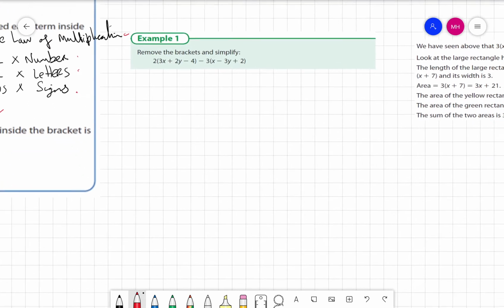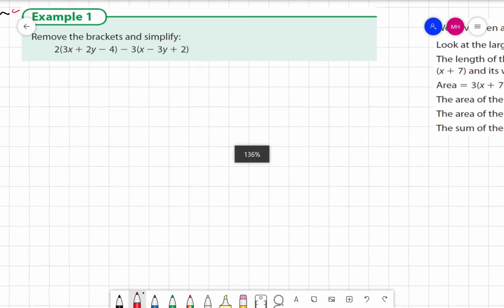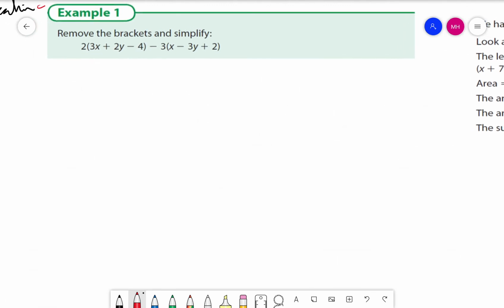So let's move on a little bit and look at some of these examples. Now, I am an advocate for drawing out your little rainbows, as I like to call them. Draw these out so you know what you have to multiply by. You have to multiply 2 by that, then 2 by that, then 2 by that, then minus 3 by that, then minus 3 by that, and then minus 3 by that. So that's 6 bits of multiplication that I have to do. I'm also a fan of writing out, so it's 2 by 3x.